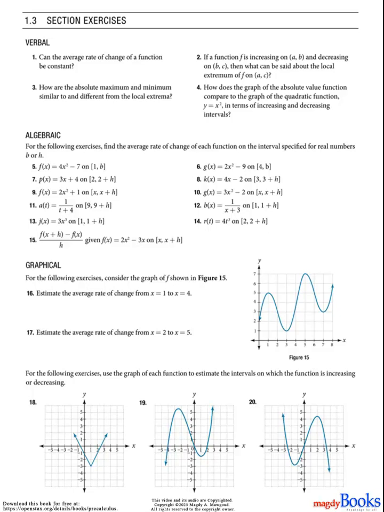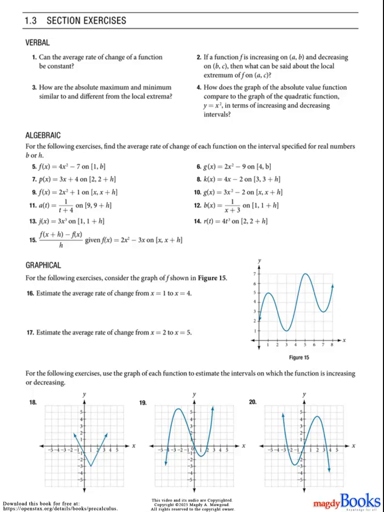11. a of t equals 1 over t plus 4 on [9, 9 plus h]. 12. b of x equals 1 over x plus 3 on [1, 1 plus h]. 13. j of x equals 3x cubed on [1, 1 plus h]. 14. r of t equals 4t cubed on [2, 2 plus h].